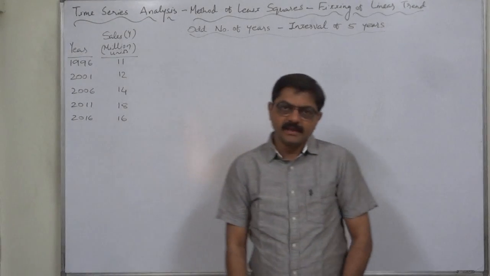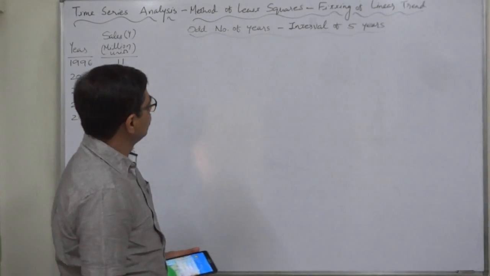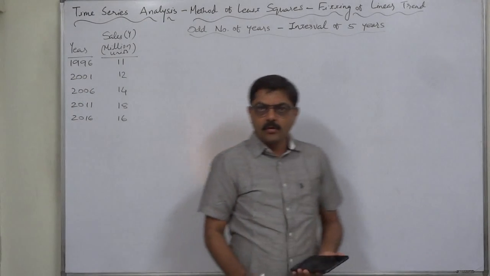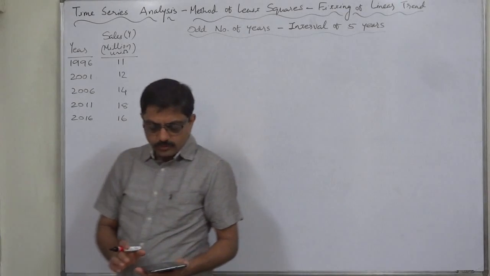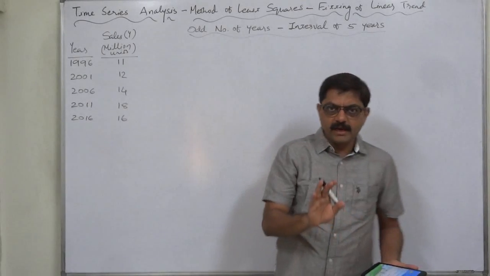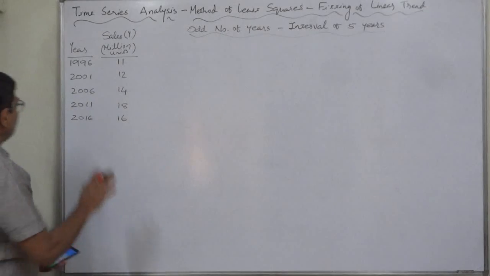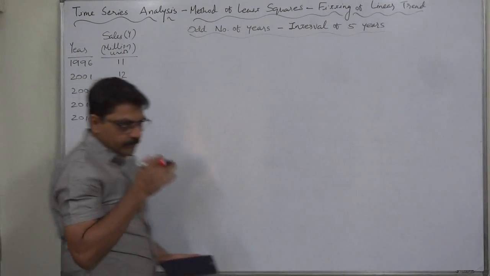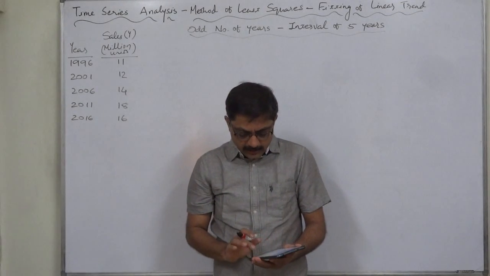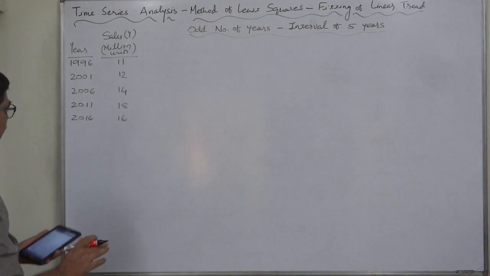Hello and welcome. Namaste. Time series analysis in statistics, and we are discussing the method of least squares, fitting of a linear trend and odd number of years. Now we are going to discuss a case in which we have an interval of 5 years. We are actually studying some exceptional cases because generally the time series is preferably always with a gap or interval of 1 year only. But these are exceptional cases, but we need to study them.